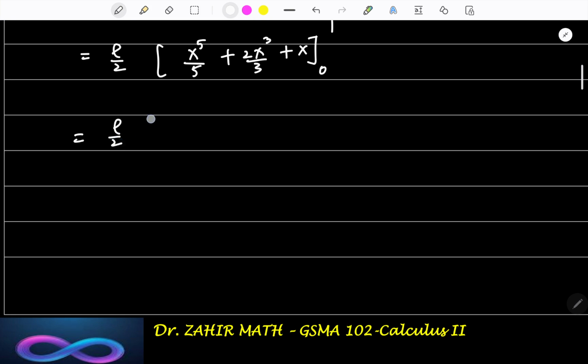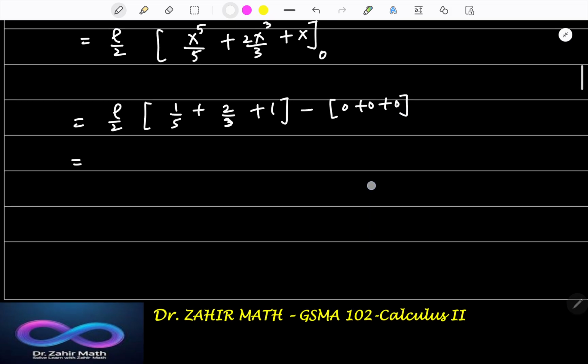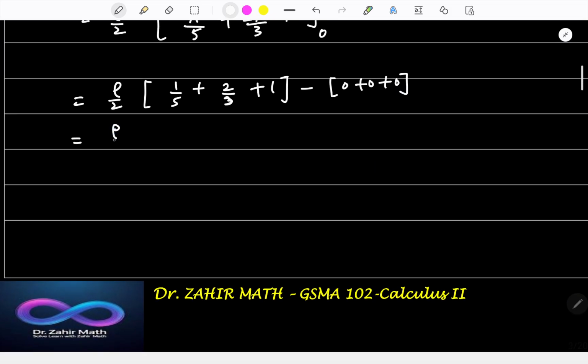So this equals rho by 2, upper limit 1 by 5 plus 2 by 3 plus 1, because I'm putting x is equal to 1, minus lower limit is 0 plus 0 plus 0. So putting everything in the calculator, I'm going to get rho divided by 2 and I will put everything in the calculator. Okay, this is equal to 14 rho divided by 15. Do not put rho in the calculator, you will get an error. And rho is also very difficult to find in the calculator. Okay, keep in your mind.